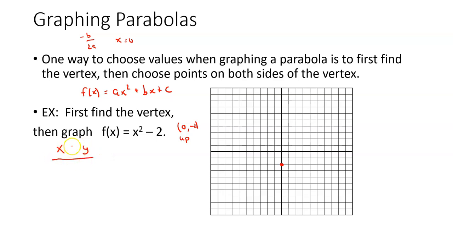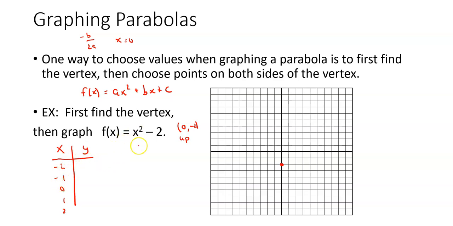Once we find that vertex, we usually pick a couple of points on either side of the vertex. Now, I know in this case, the points are negative 2, negative 1, 0, 1, and 2. But if the vertex had been at x equals 3, then we would pick points on either side of 3, maybe 1, 2, 3, 4, 5. This way, we don't pick all points on one side and never get to see it turn.